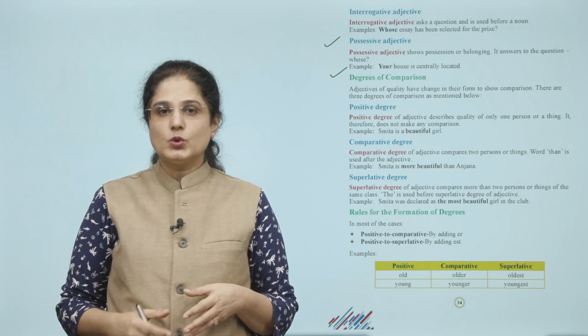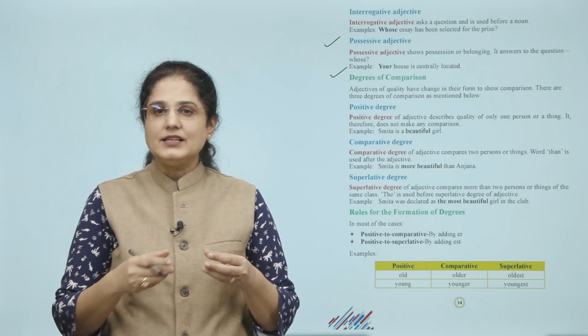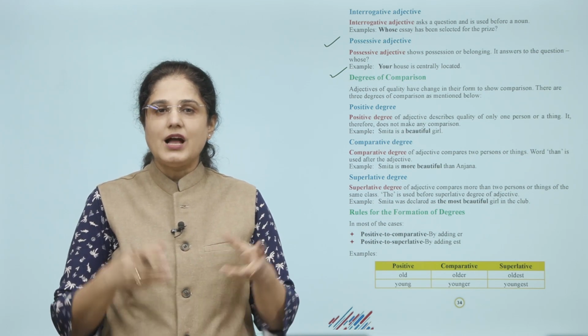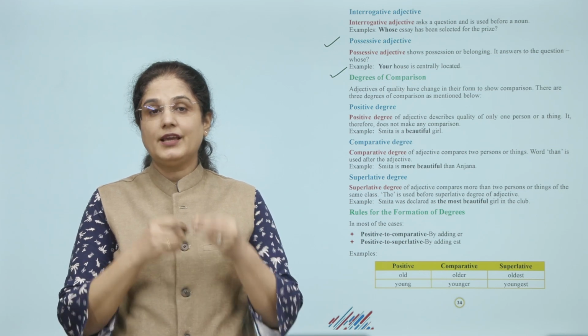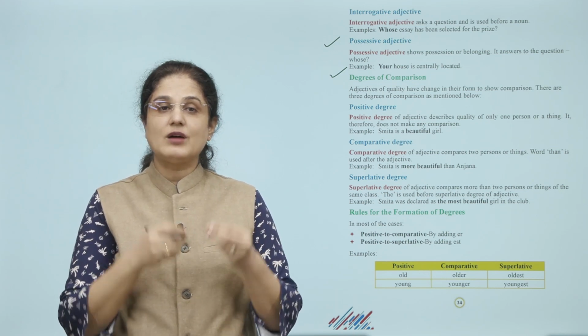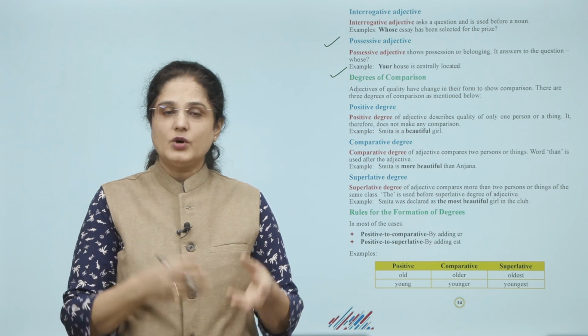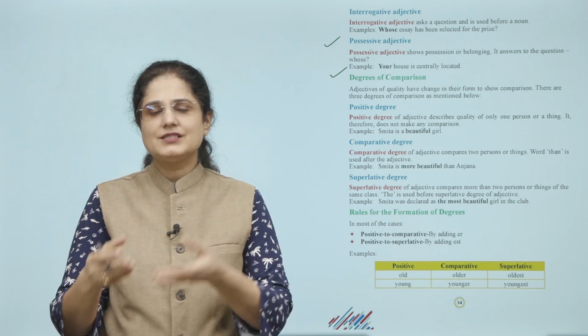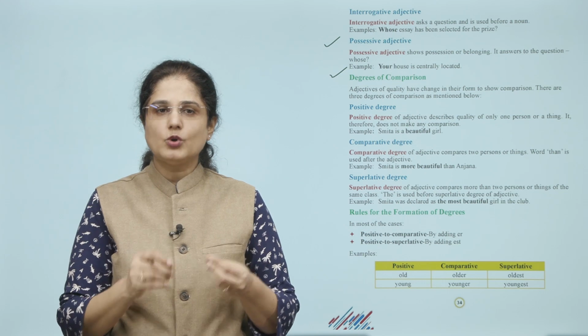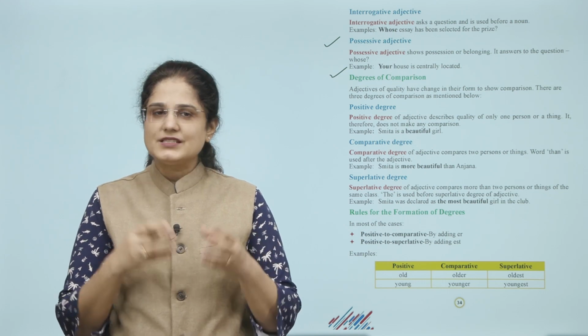Possessive adjective shows possession or belonging. It answers to the question whose. अगर आप सेंटेंस में क्वेश्चन पूछते हैं whose तो उसका जो आंसर है वो आपका possessive adjective है. For example, your house is centrally located. तो यहाँ पे your जो है वो possessive adjective है.